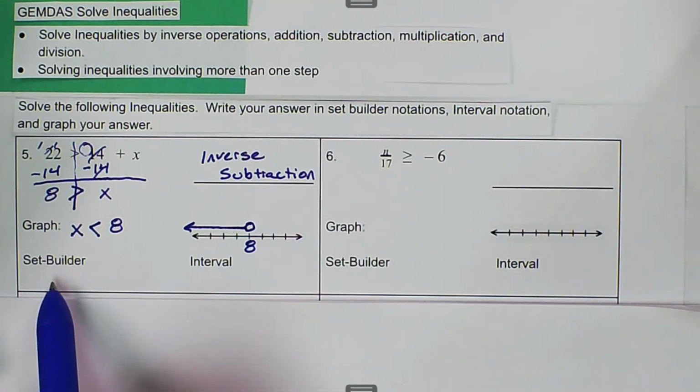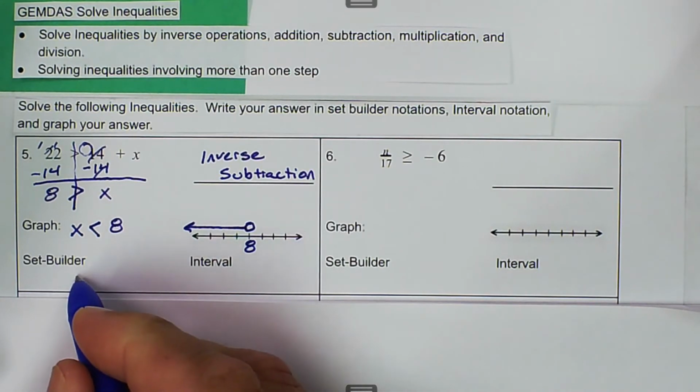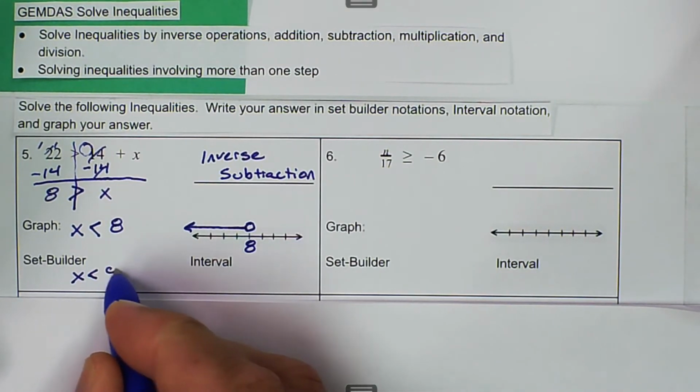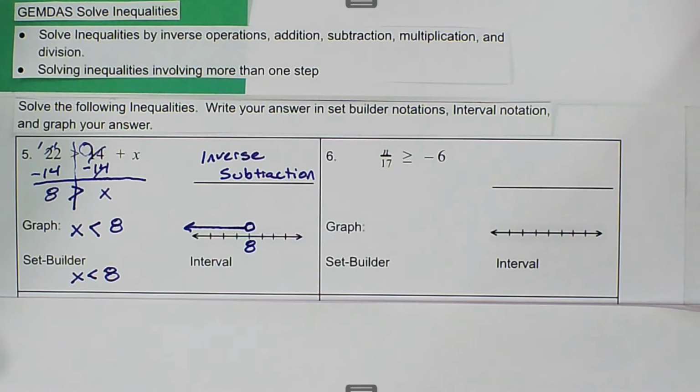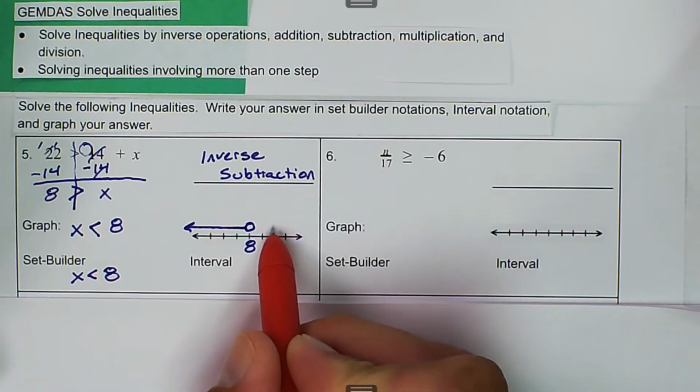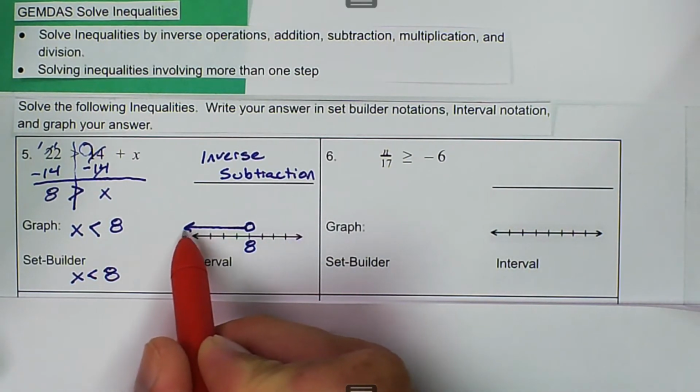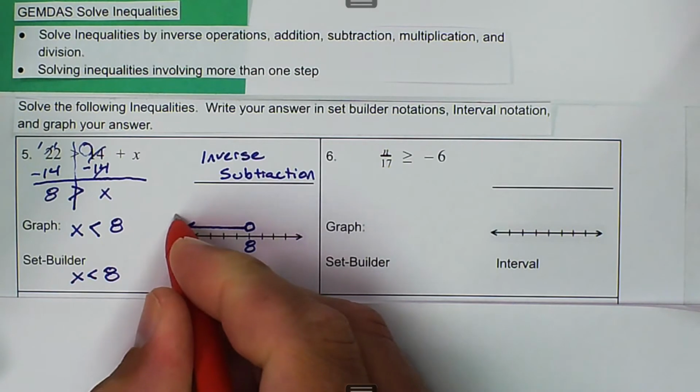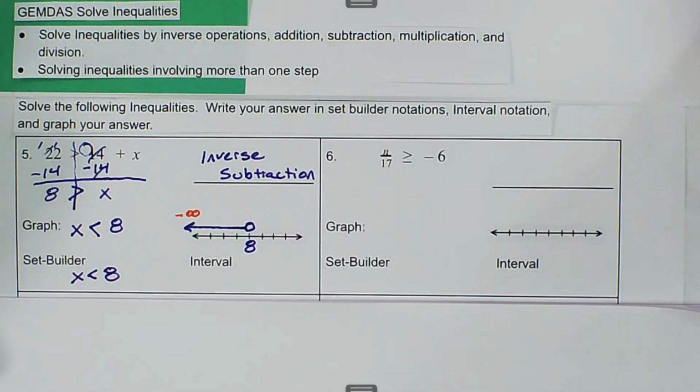Now I can look at set builder notation. This is set builder notation right here, so I can rewrite it: x is less than 8. And in interval notation, I know the top side is 8. There's nothing bigger than 8. But what's my bottom side? What's the lowest value it can have? That arrow means it's going to negative infinity.